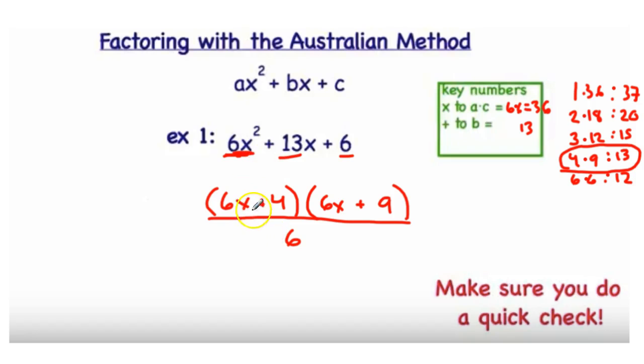So now I look at this. Okay, can I factor anything out of this binomial right here? Well, 2 goes into 6x and 4. So this can be rewritten as 2 times 3x plus 2. Can I factor anything out of this? Yes, that's 3.